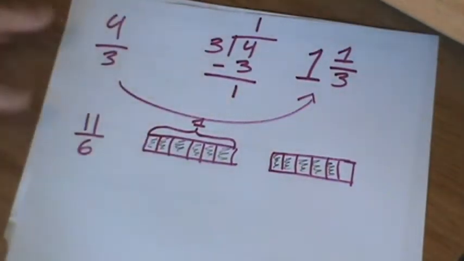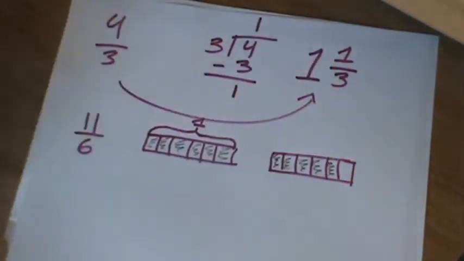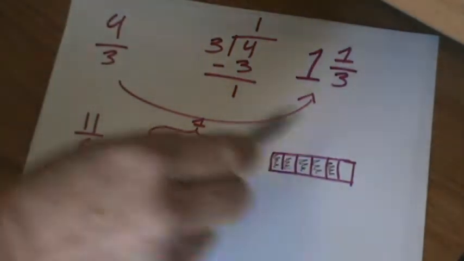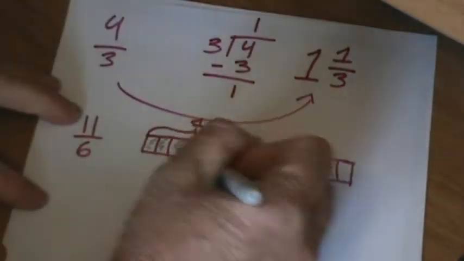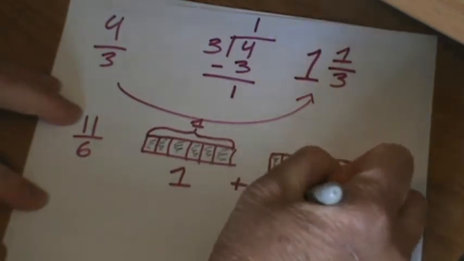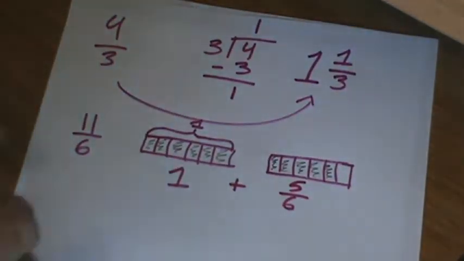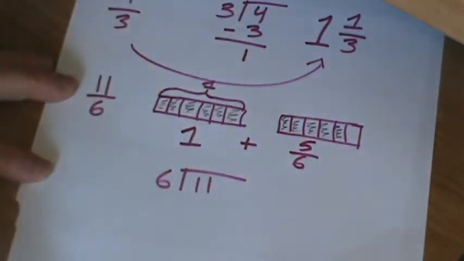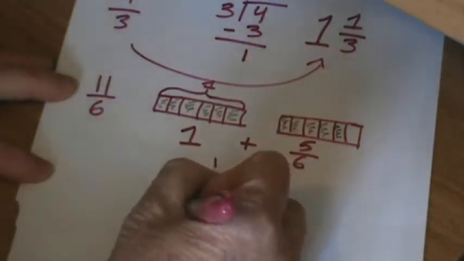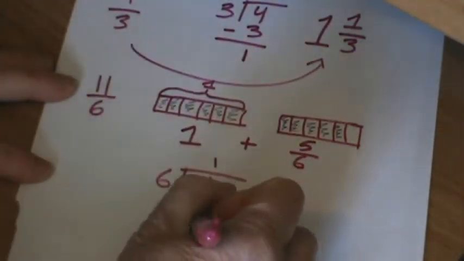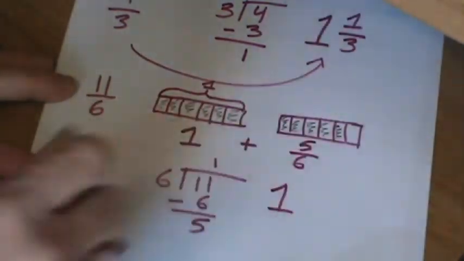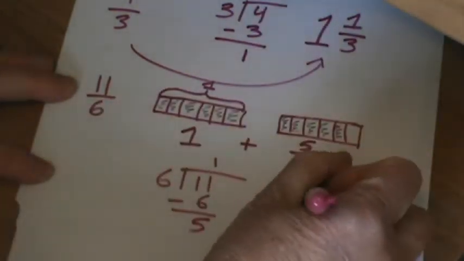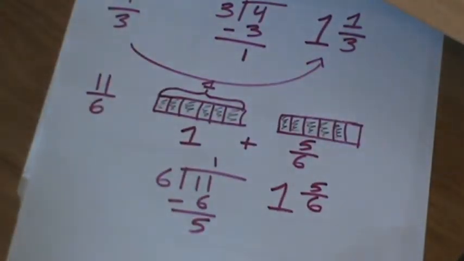Do we have 2 wholes? No. We have 1 and 6/7. Excuse me, 1 and 5/6, right? 1 whole and 1, 2, 3, 4, 5 out of 6. So we'd have 1 plus 5/6, which would equal 1 and 5/6. Let's do the shortcut, where we just take 11 and divide it by 6. 6 goes into 11 one time. We subtract. 11 minus 6 is 5. The quotient is our whole, 1. The remainder is our numerator. And the denominator stays the same. So we have 1 and 5/6.